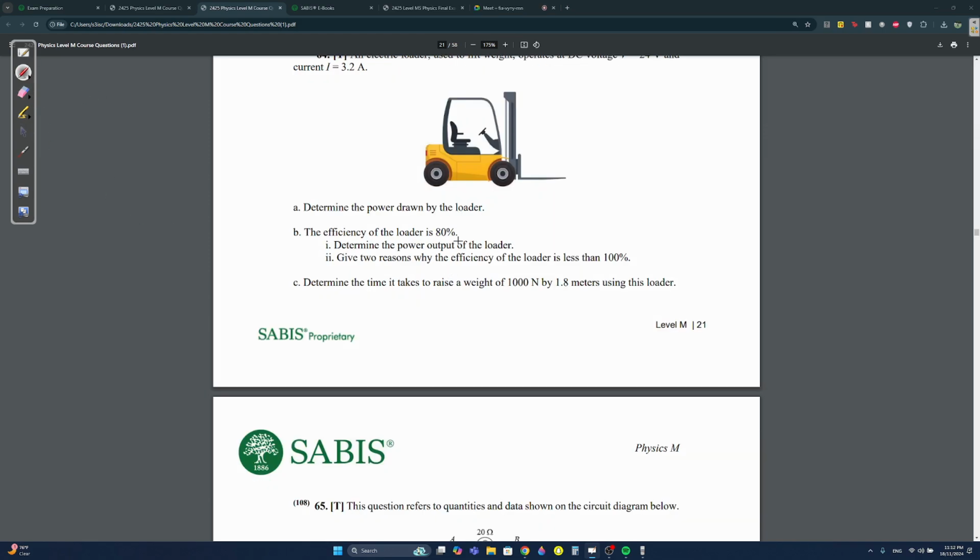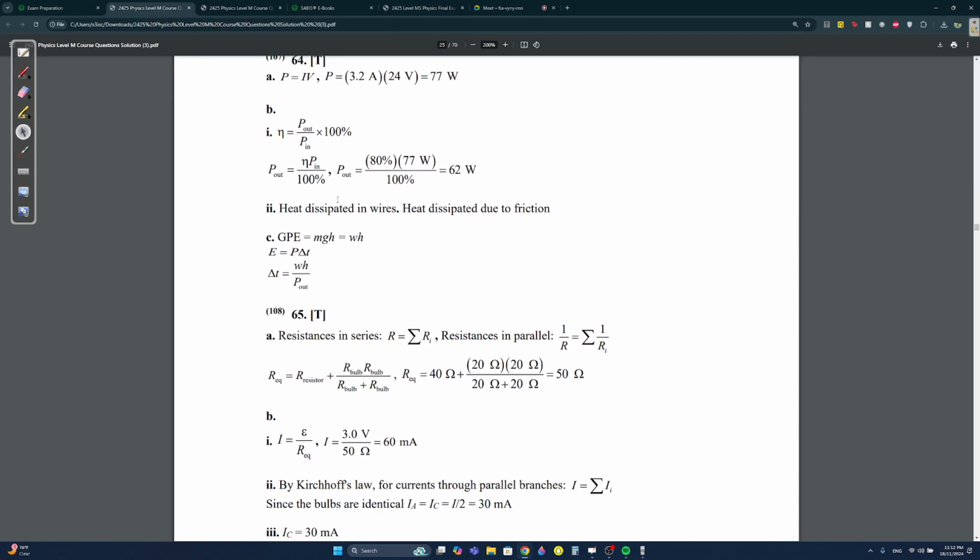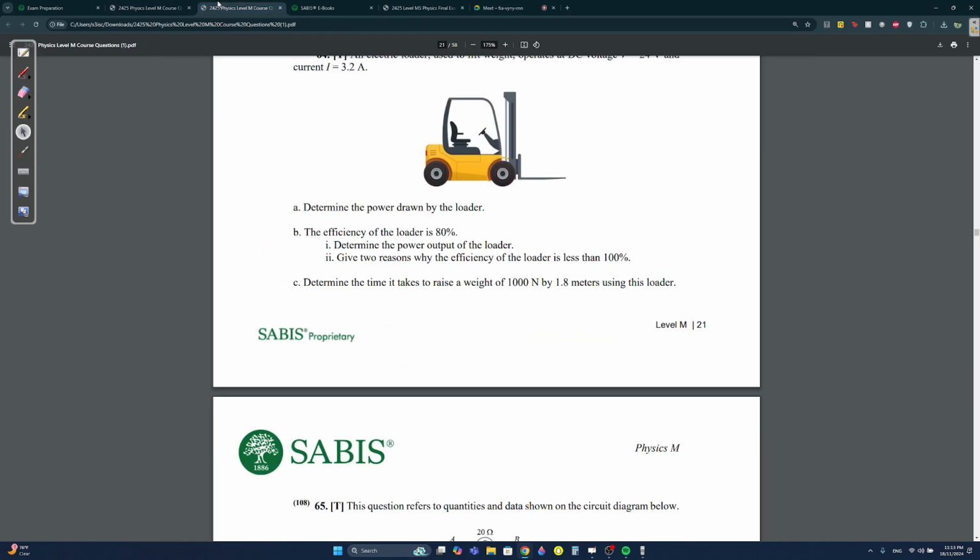Okay, then they said give two reasons why the efficiency of the loader may be less than 100%. This is an IGCSE question. Obviously, you can say heat dissipated in wires, or heat from friction. Next: determine the time it takes to raise a weight of 1000 newtons by 1.8 meters using this loader.